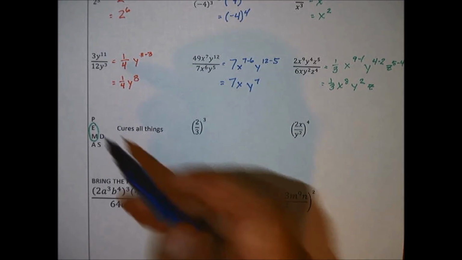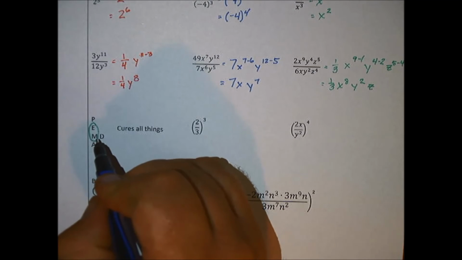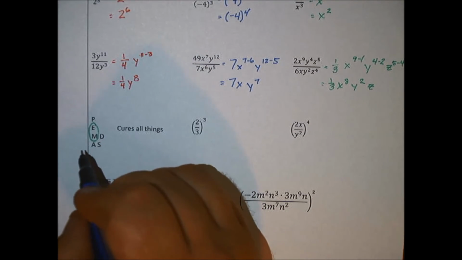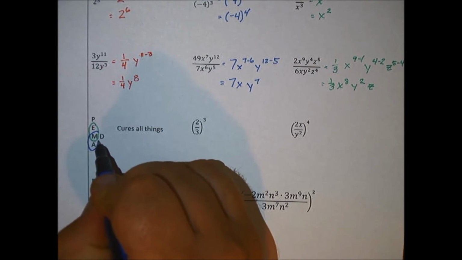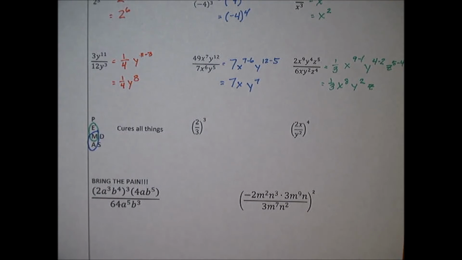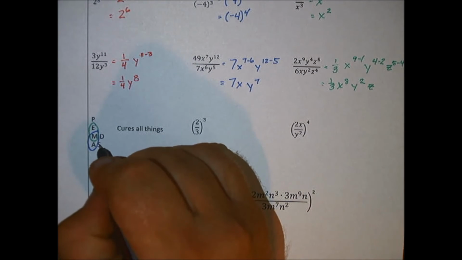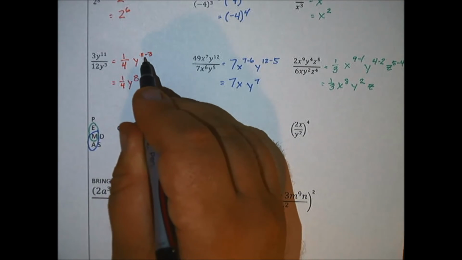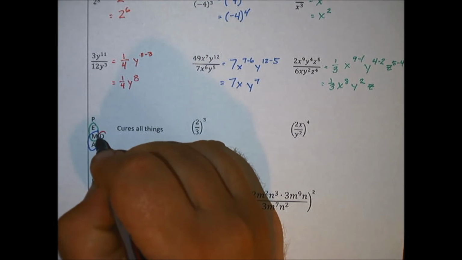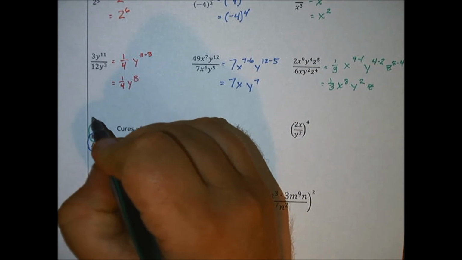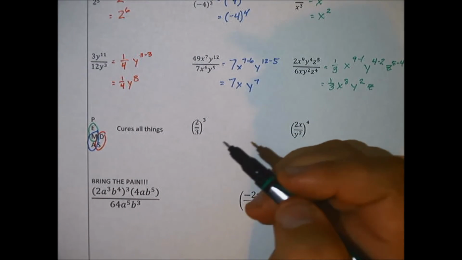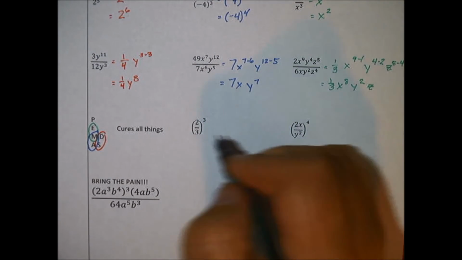But it also helps us out because when I did the product rule, what did I do to the exponents? I added them, right? So when I multiply, I add. And then the last one, when I divided right up here, what did I do to those exponents? It's right there. I subtracted. So PEMDAS cures all things. And then when I have parentheses, I raise everything to a power. And that's what we're looking at in these two problems.